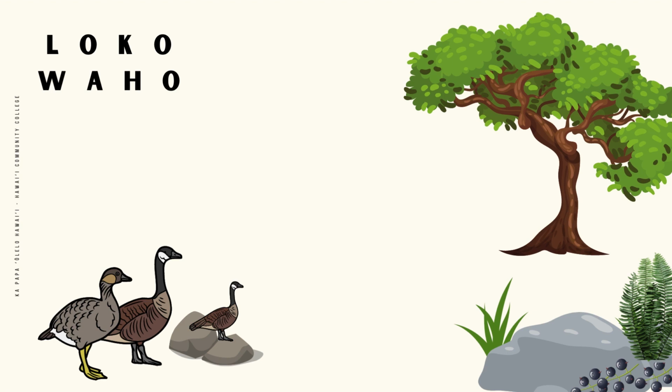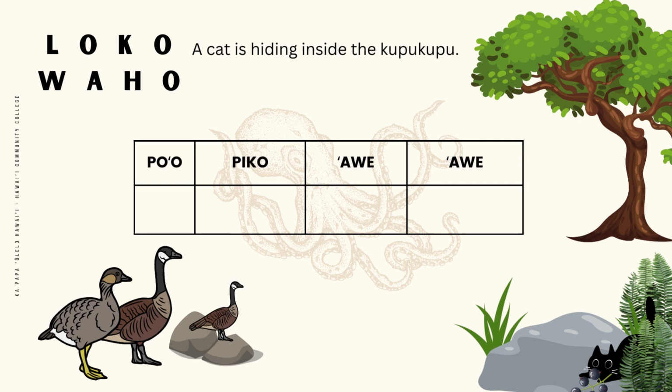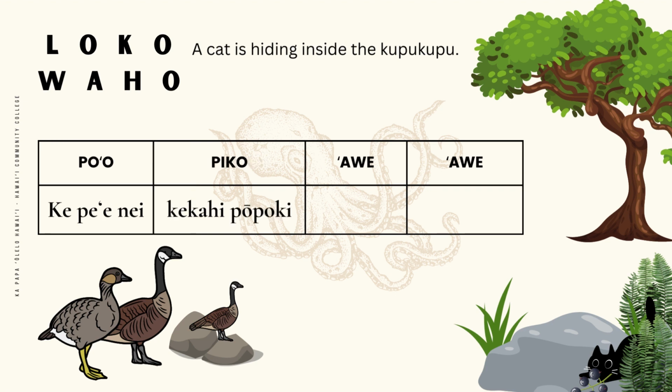Loko and waho. Loko means inside, waho means outside. Let's highlight a problem our nene are facing, feral cats. A cat is hiding inside the kupu-kupu. This is a present tense pepeke painu. Heaha ke po'o. What is our po'o? The po'o is the present tense painu, is hiding. Ke pe'enei. Heaha ka piko. What is the piko? A cat. Ke kahi pōpoki. Heaha ka ave mua. What is the first ave? Inside. I or ma loko.